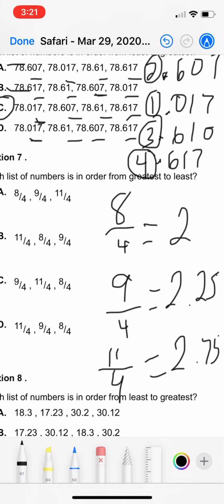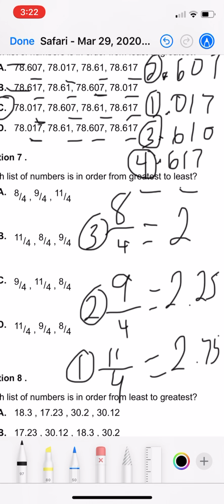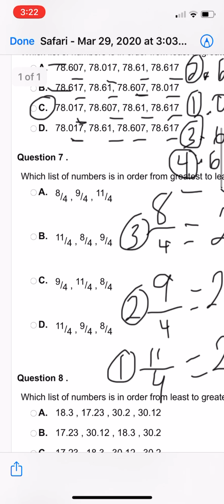So the order from greatest to least. The biggest number here would be the one with 0.75, because 75 is bigger than 25, so this should be first because it asks from big to small, greatest to least. So the next one would be 9/4, and the last one is 8/4. So for this one, you're going to want to select D.